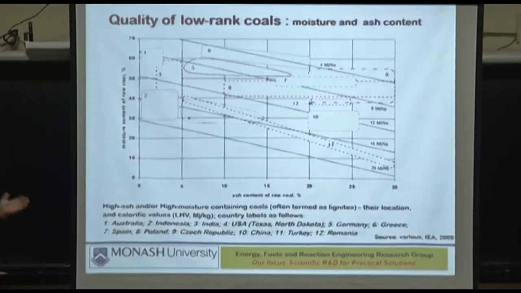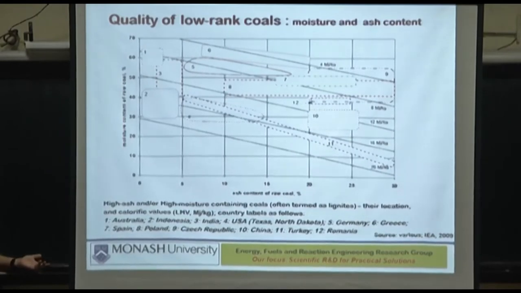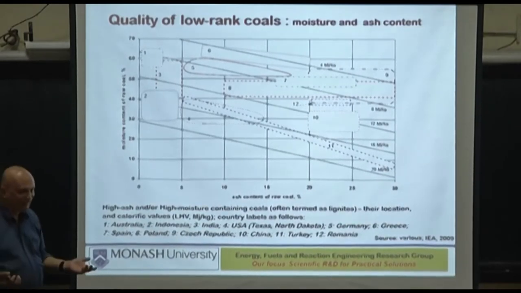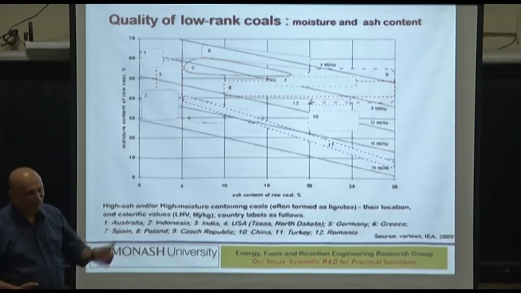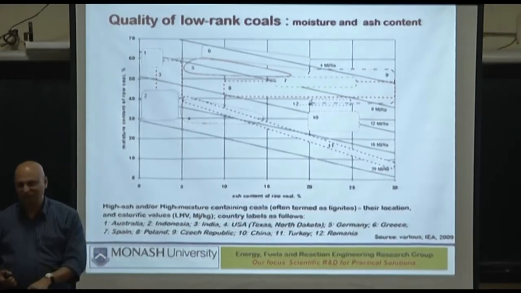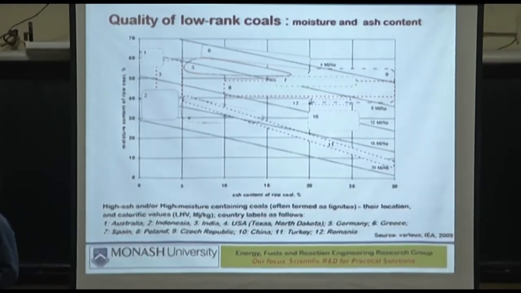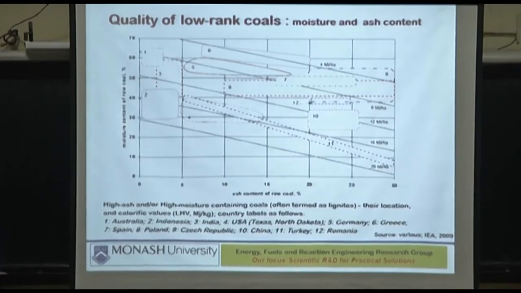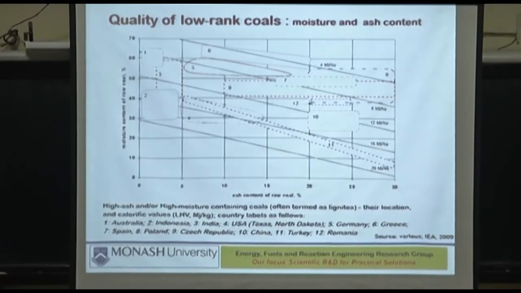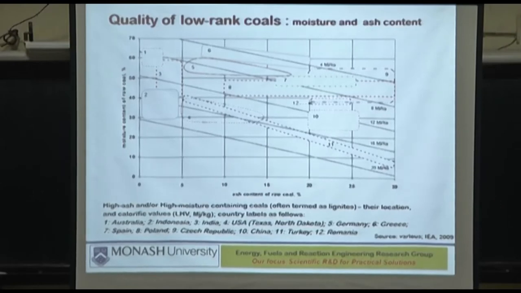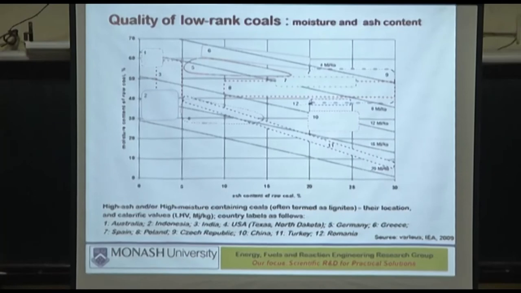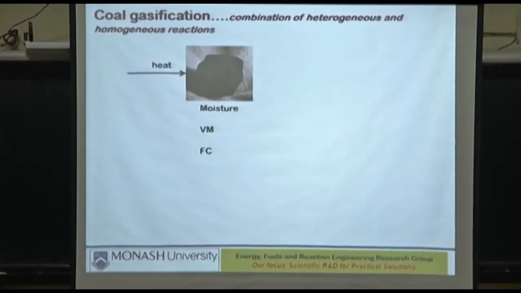And I have shown this in here, what actually low rank coal means. Low rank coal can mean many things. It can be high moisture, low ash, or low moisture, high ash, depending on which countries you are talking about, where they are located. So it's a very wide definition. Let's keep all of these things in mind, and then we'll start looking at again the coal and approximate analysis, etc.